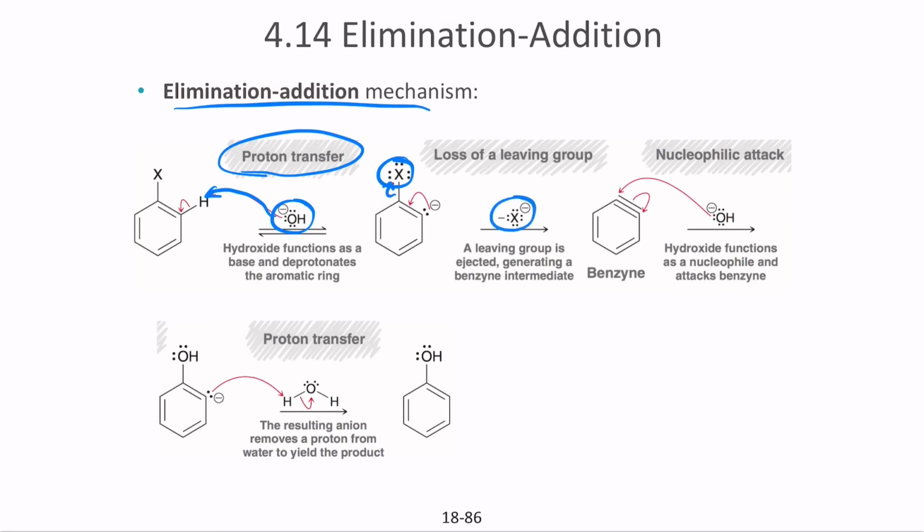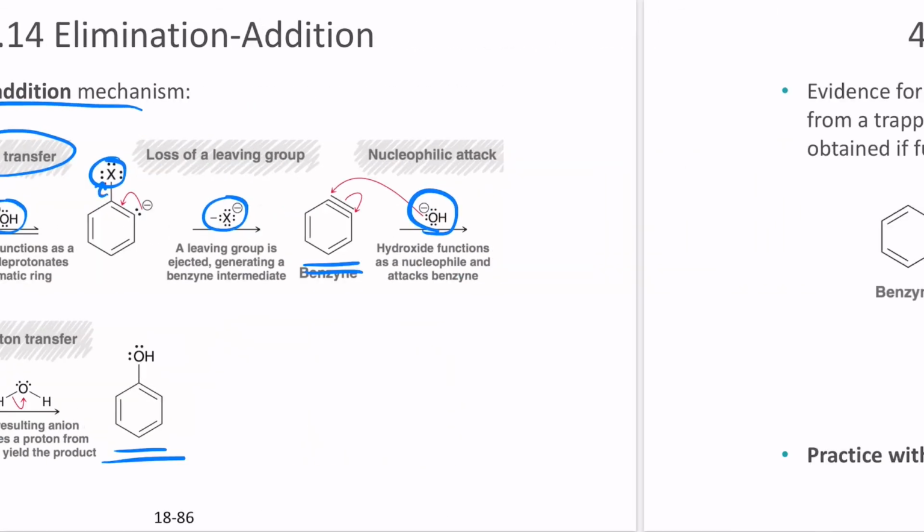Once the halogen leaves, it creates a benzyne intermediate. The benzyne intermediate is then attacked again by the OH minus group, which creates the alcohol group, and then finally it undergoes proton transfer again and creates the phenol group. So we call this the elimination addition mechanism.